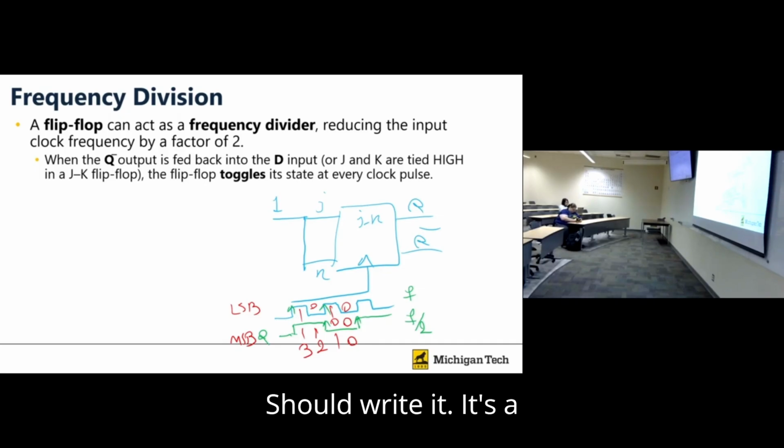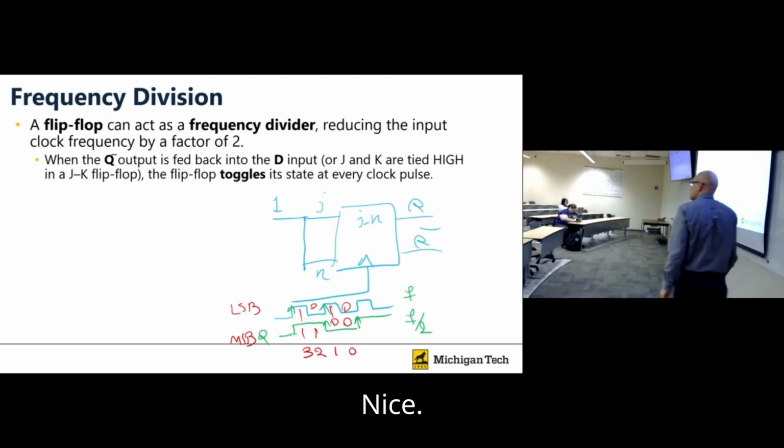We should write it to mix it up. 3, 2. Nice.